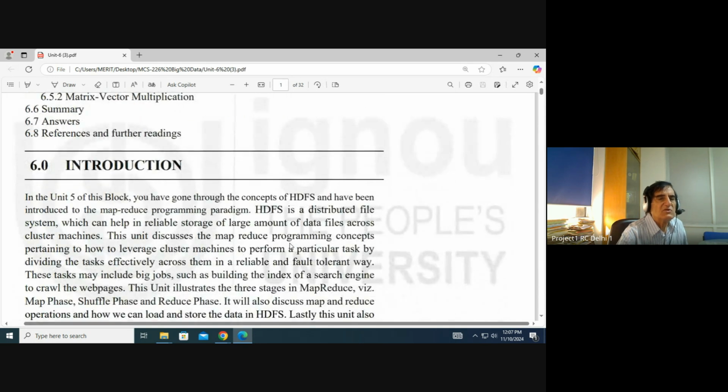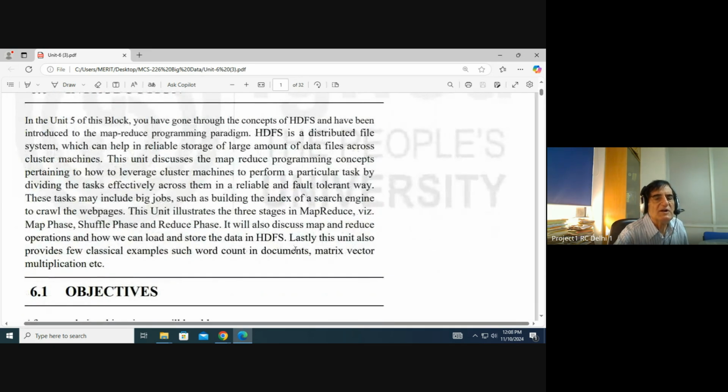So in unit 5, in this group, you have gone through the concepts of HDFS, the Hadoop Distributed File System, and have been introduced to the MapReduce programming paradigm. HDFS is a distributed file system which can help in reliable storage and all these things. The unit illustrates the 3 stages in MapReduce: map phase, shuffle phase, and reduce phase.